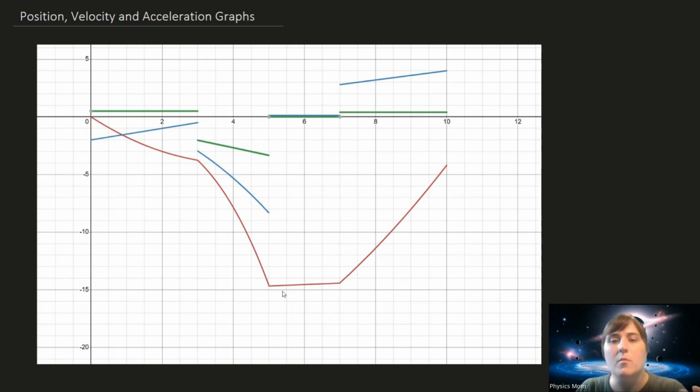And then from 5 to 7 seconds, we had no changing velocity, right? So the velocity was constant. That shows us a 0 acceleration right here, which is what we expect. Then again, 7 to 10 seconds, concave up, positive slope, we should expect to see positive acceleration, which is what we see right here. So that's how we would relate each part and compare a graph with position, velocity, and acceleration to understand how a particle's moving.